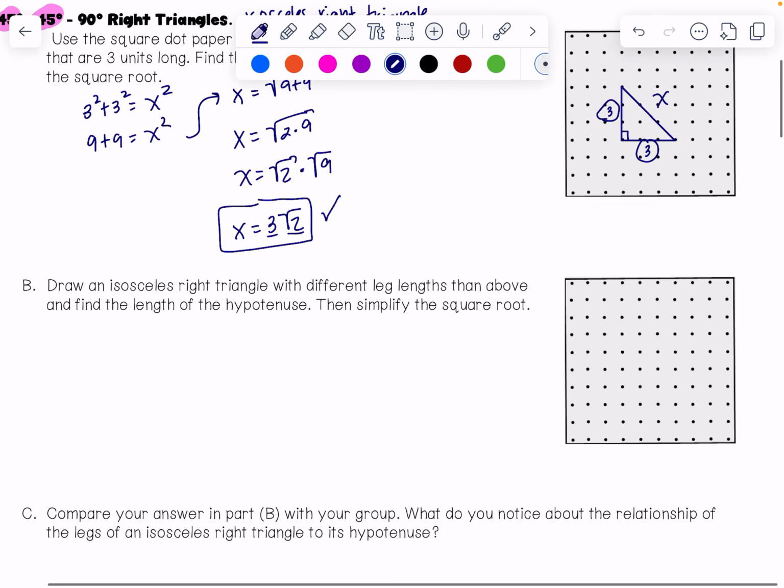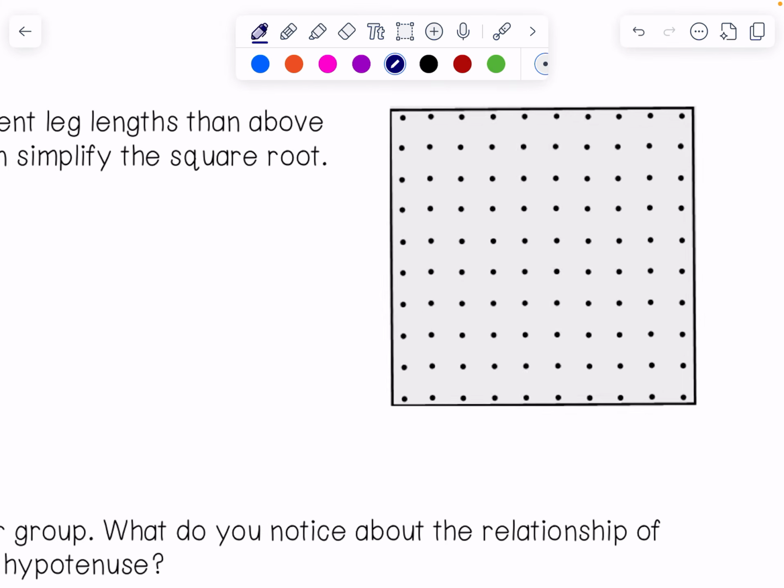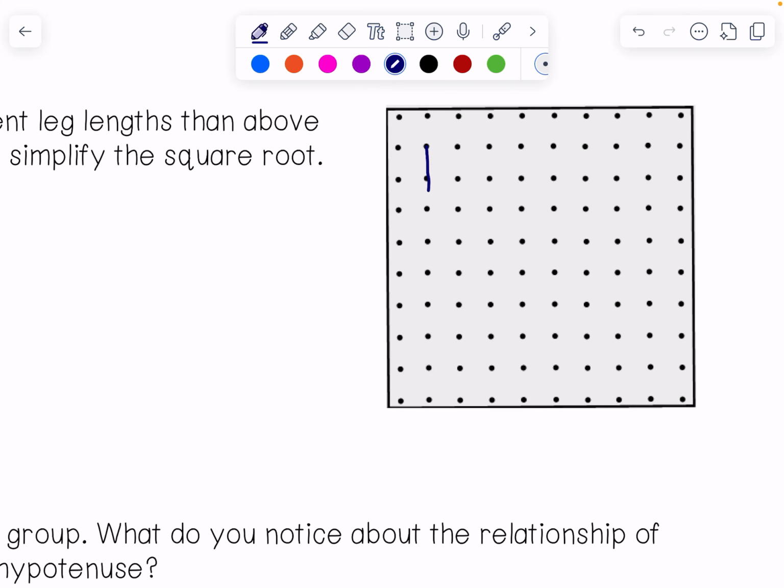Part B asks us to do the same thing, but now with legs with a different length. We can choose any leg length that we want. In order to fit on our dot paper, I'm going to choose my leg to be 7. So I'm going to come over here and draw that out. So 1, 2, 3, 4, 5, 6, 7. And then 1, 2, 3, 4, 5, 6, 7. And I'm going to connect it.